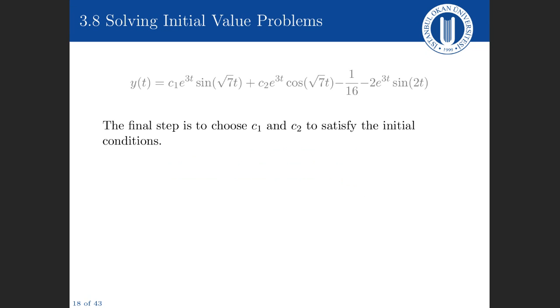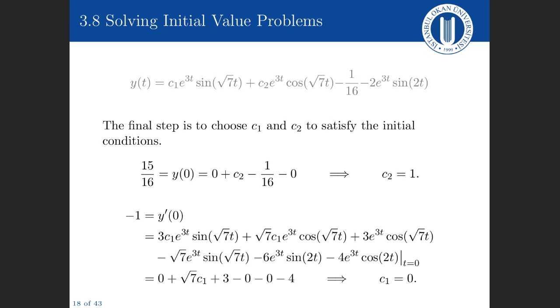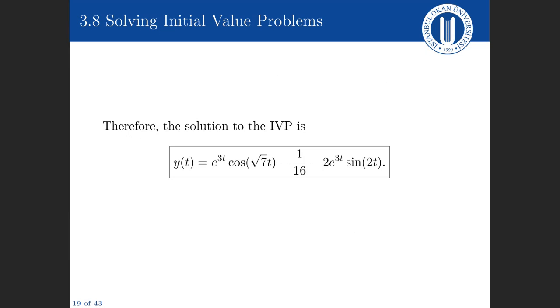And the final step, step 4, the one we always need to do last, is we need to find the constants C1 and C2 to satisfy the initial conditions. Again, I'm not going to dwell on the calculation. You can go through this and check that C1 must be 0 and C2 must be equal to 1. And then we can write down the solution to the initial value problem.